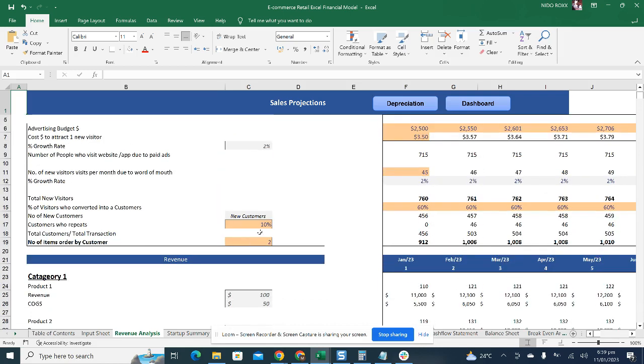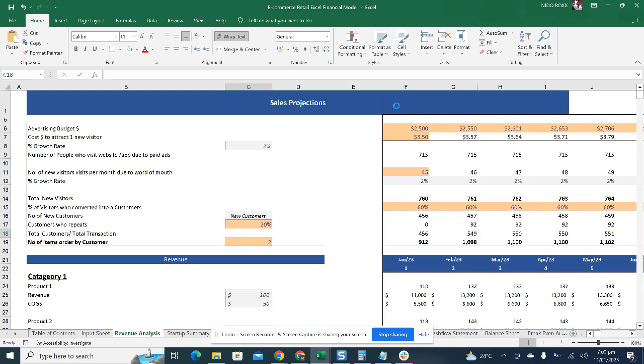As you can see, the highlighted area can be changeable. Customers who repeat is 10% here. I am going to change it to 20%. As you can see, the data has changed according to my assumptions. You can change according to yours.